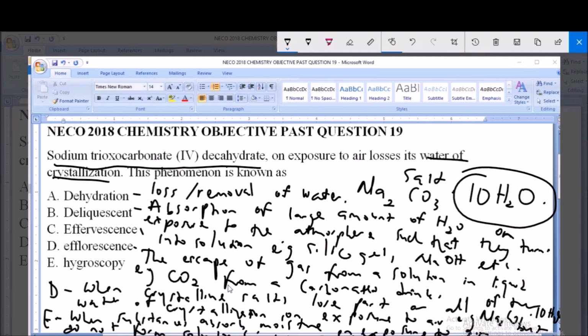So from the description we have given, we have rightly established that option D, efflorescence, is when crystalline salts lose part or all of their water of crystallization on exposure to air. The example we gave was sodium trioxocarbonate 4-decahydrate, which loses its water of crystallization on exposure to air. So the phenomenon is efflorescence. Option D is the correct answer to this question.